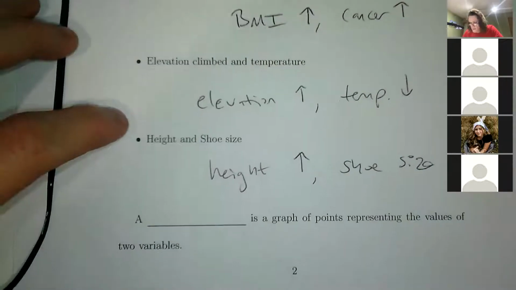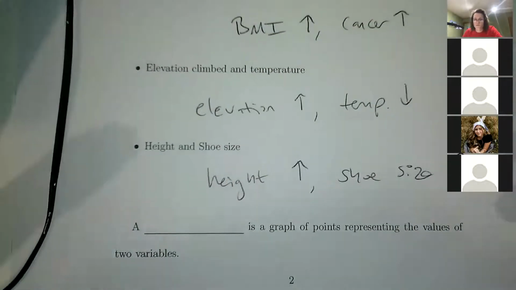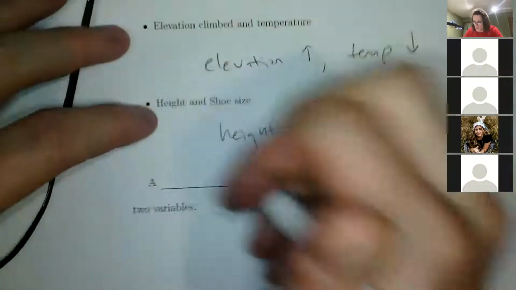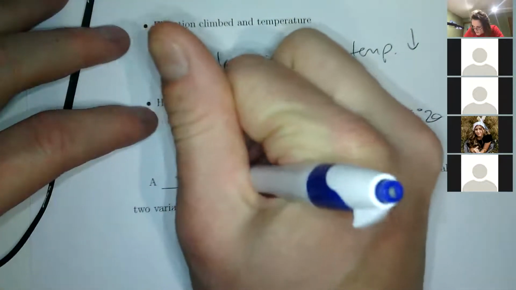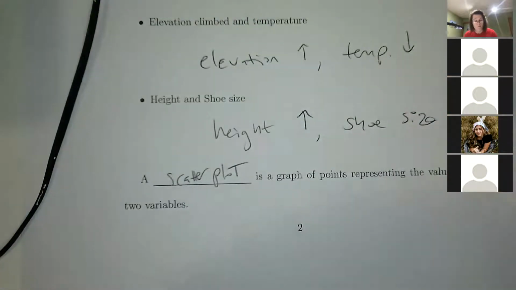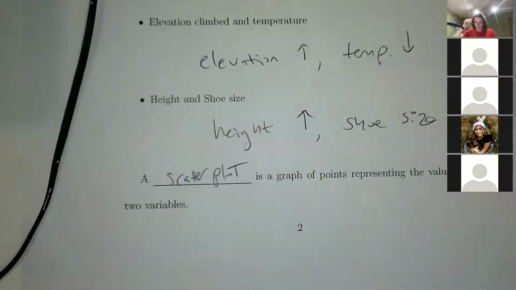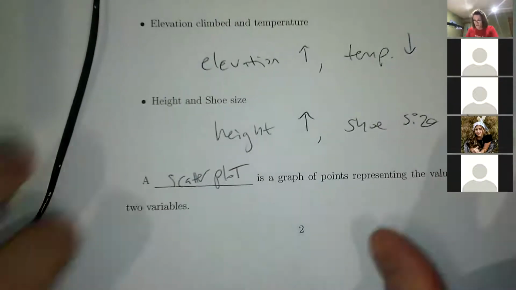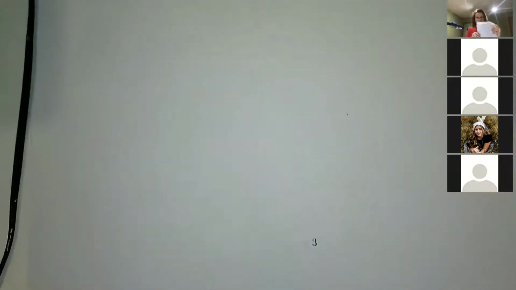And the one way we'll often look for correlations is through something called a scatter plot. Scatter plot. It's very aptly named. It's just a bunch of dots on a chart. And again, it represents two values or two variables. Oh, and so let's do one.